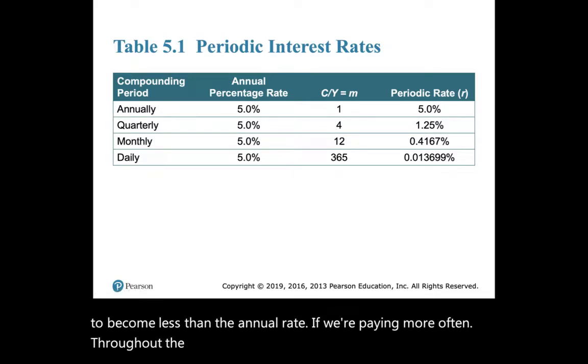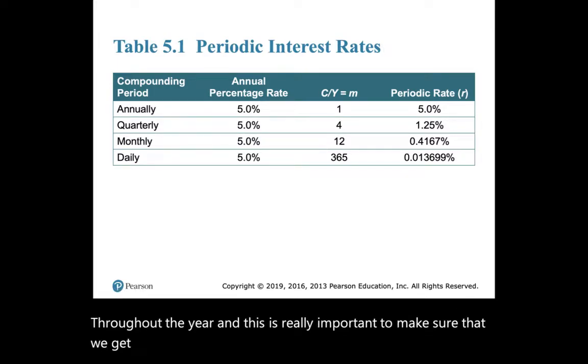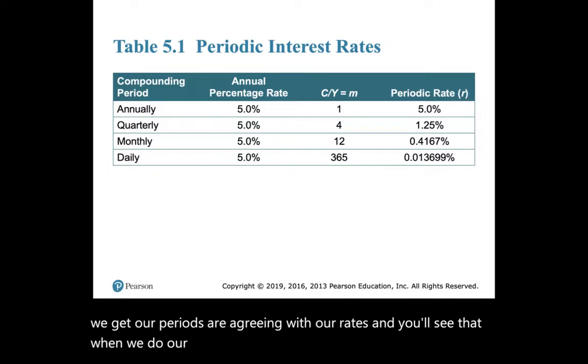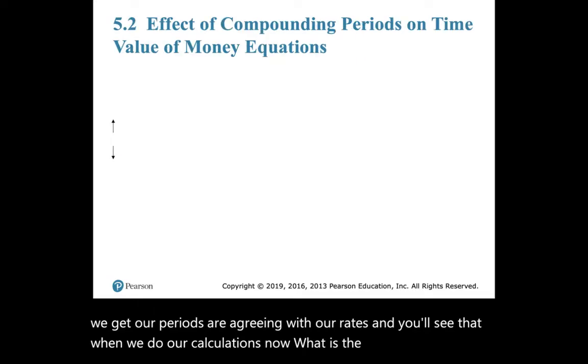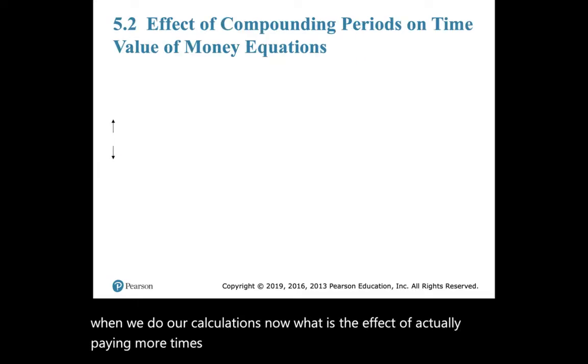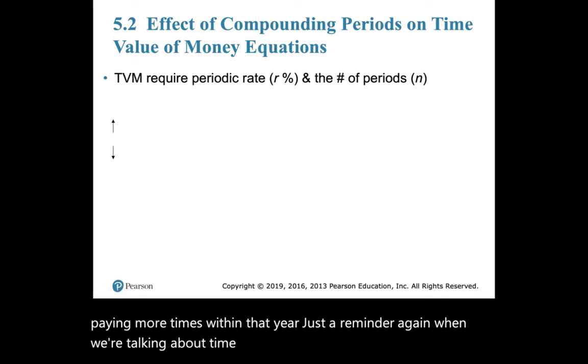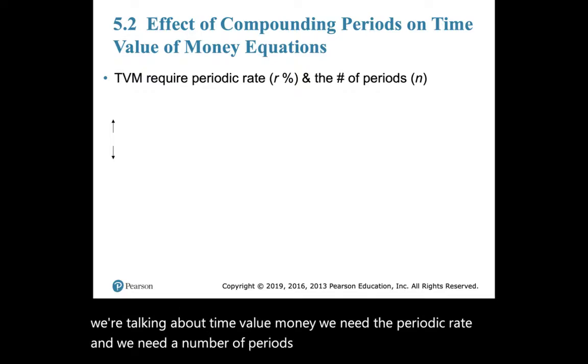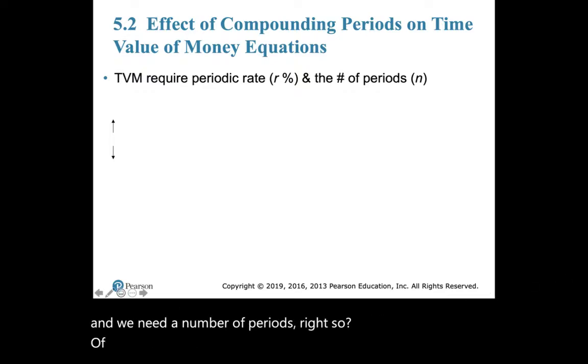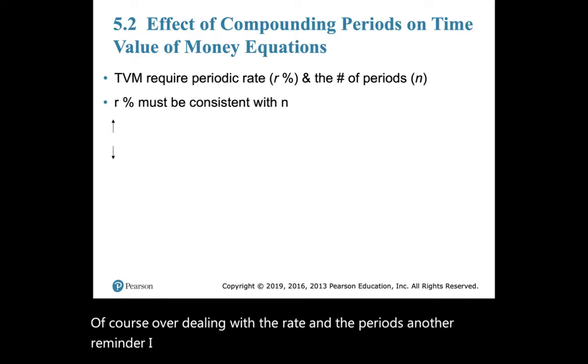And this is really important to make sure that our periods are agreeing with our rates. And you'll see that when we do our calculations. Now, what is the effect of actually paying more times within that year? Well, just a reminder again, when we're talking about time value of money, we need the periodic rate and we need a number of periods, right? So, of course, when we're dealing with the rate and the periods, another reminder, I will remind you again, make sure that your rate is consistent with N.